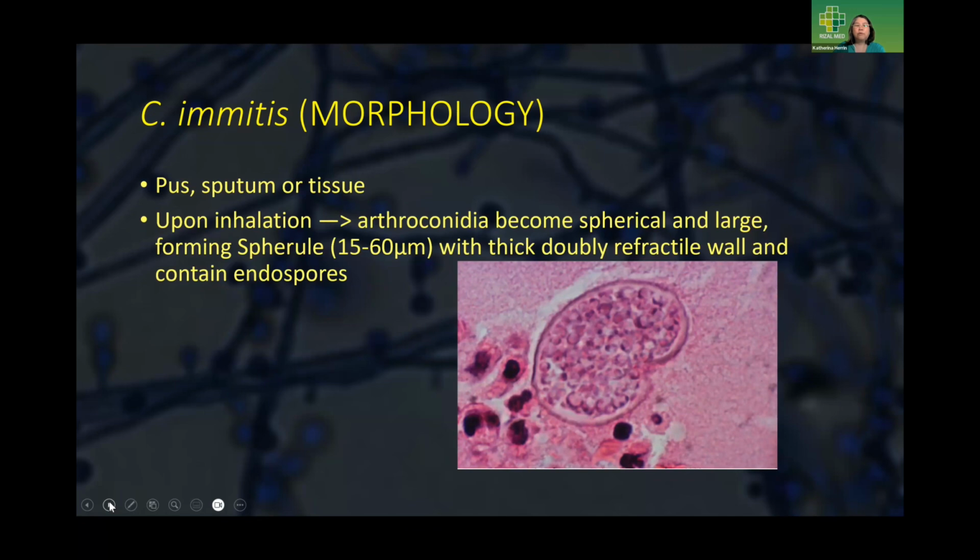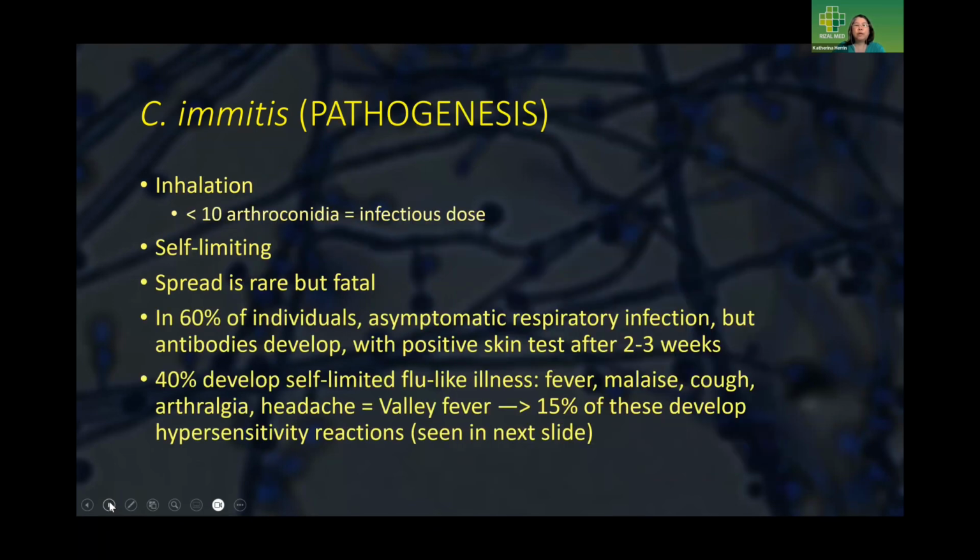On histology of the tissue specimen, you will see a spherule with double refractile wall. You can get infection through inhalation, and you only need less than 10 arthroconidia to get infected. Most of the time, the infection is self-limited. Systemic spread is rare, but it can be fatal. More commonly, you get asymptomatic respiratory infection, where you develop antibodies, which results in positive skin test after 2 to 3 weeks of infection.